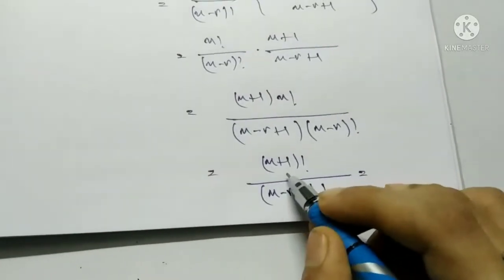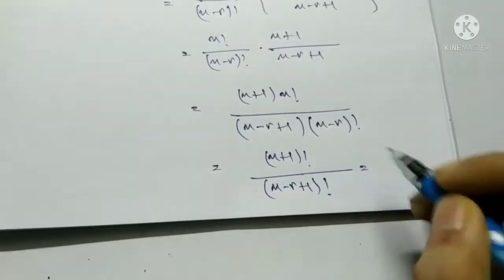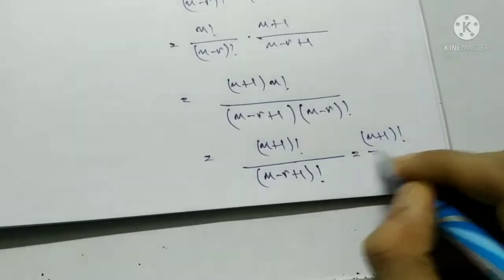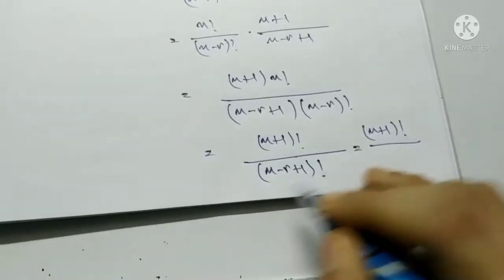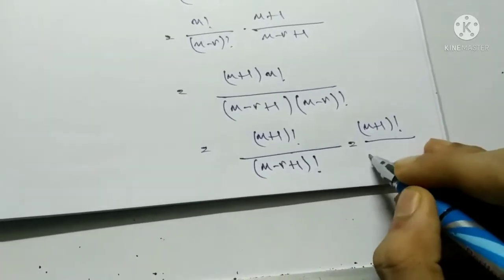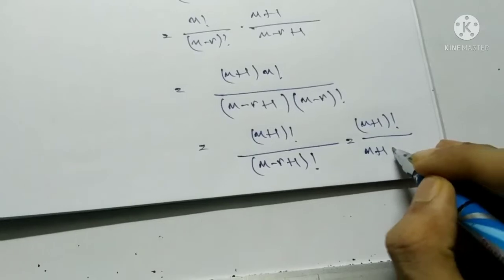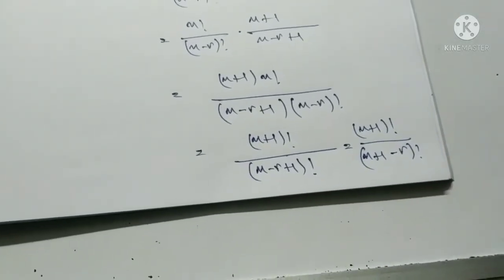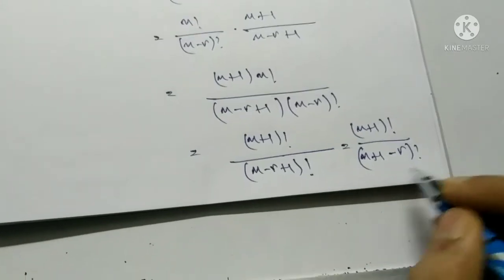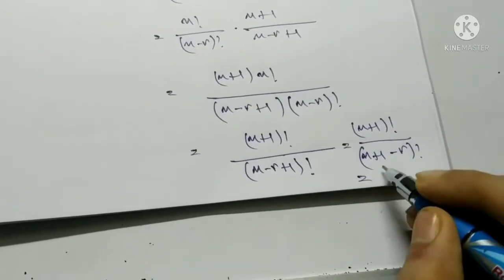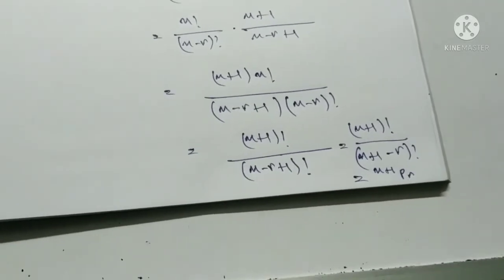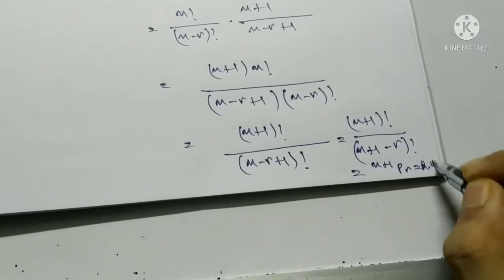Now you see this is n plus 1 factorial by, for this I will write n plus 1 minus r factorial. Finished. So this whole thing I can write as n plus 1 Pr, which is equal to RHS.